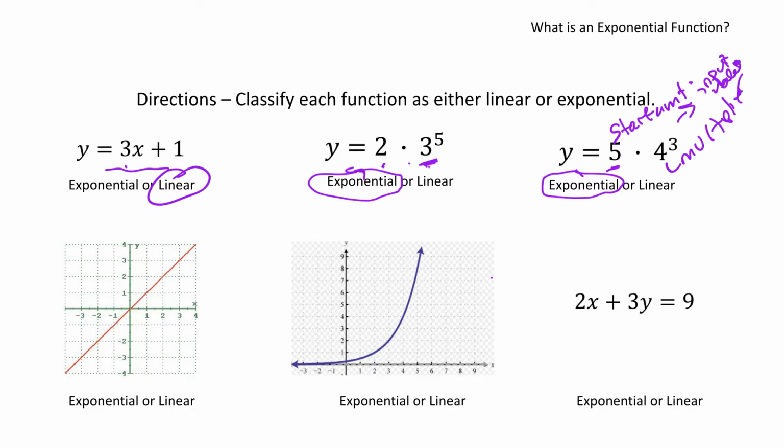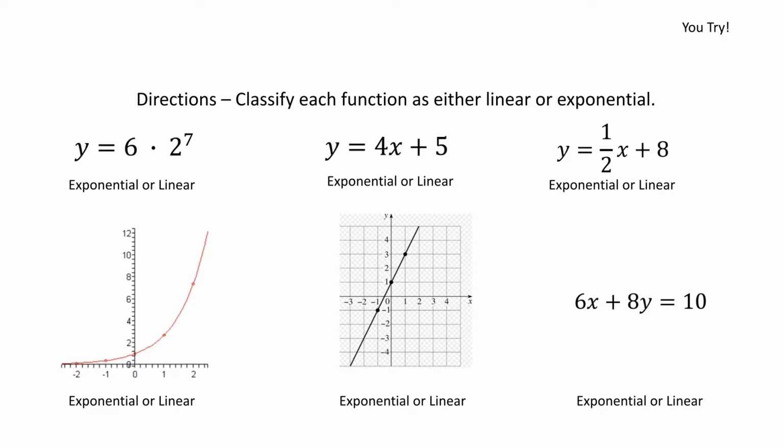Okay? This next equation here, or graph here, is linear. It looks like a line, so it's linear. This one looks like a really cool slide, so it's exponential. Now, this one is kind of tricky because it's in standard form of an equation. But even though you rearrange it, you're still going to have an addition or subtraction part. So this is going to be linear. So you try. Classify. This will be A, B, C, D, E, and F.